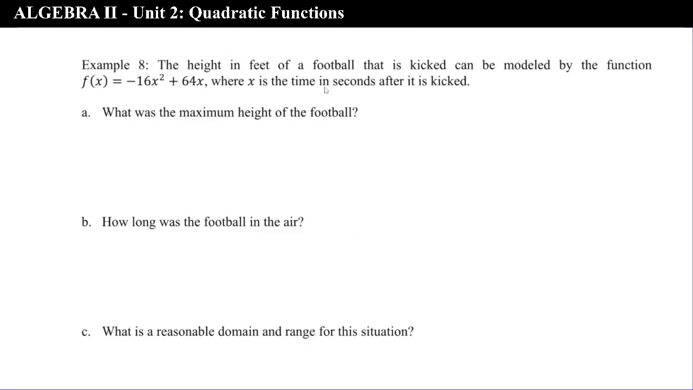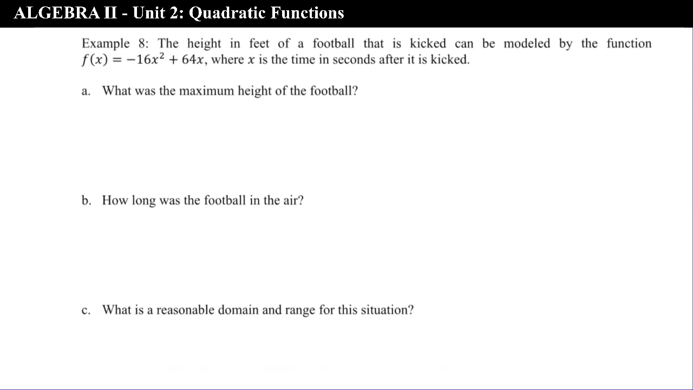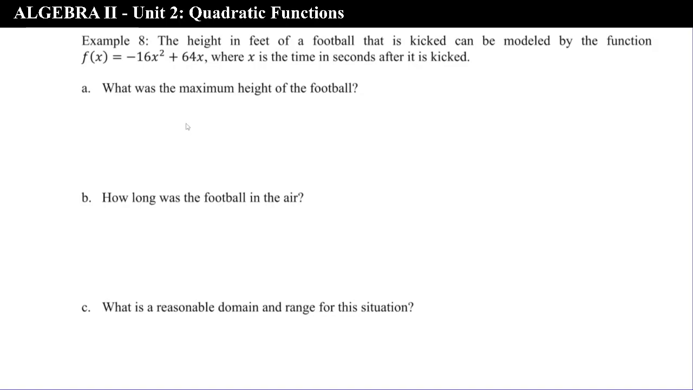All right, for this next example, the height in feet of a football that is kicked can be modeled by the function given here, where x is the time in seconds after it is kicked. What is the maximum height of the football? Well, the maximum height can be found after we find the time that it reaches that maximum height, and we find the time by using our axis of symmetry. So -b over 2a, b is 64, a is -16, so you're going to end up with 64 over 32, and that is 2. So we're at 2 seconds.